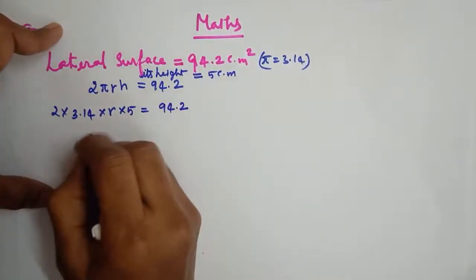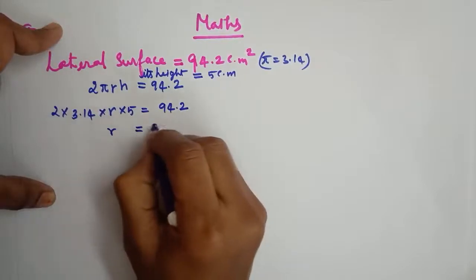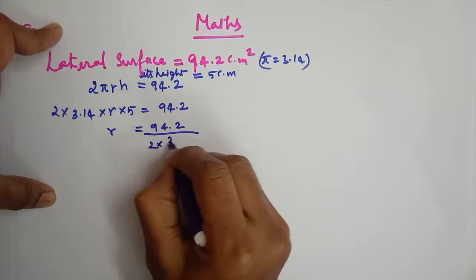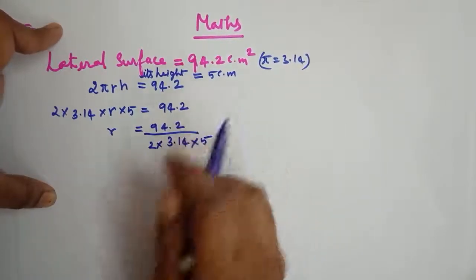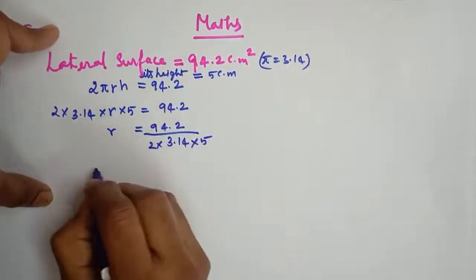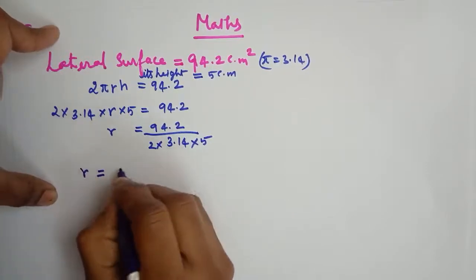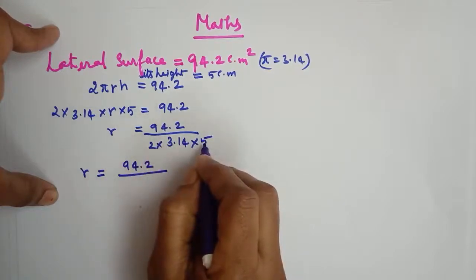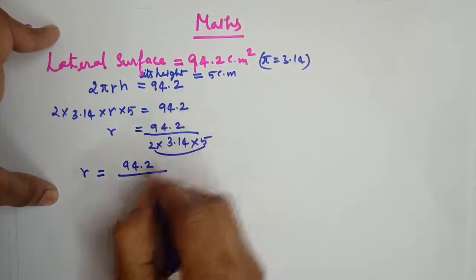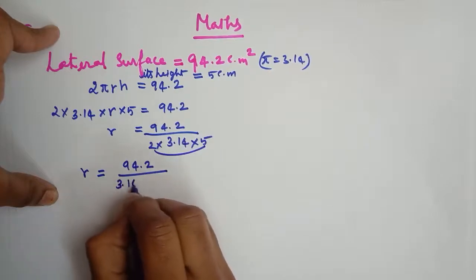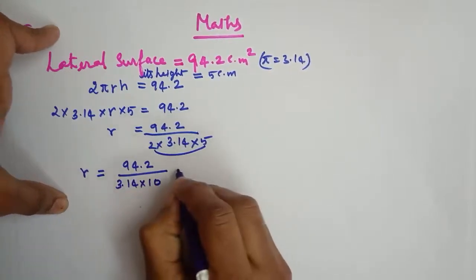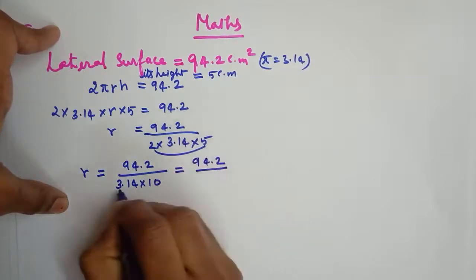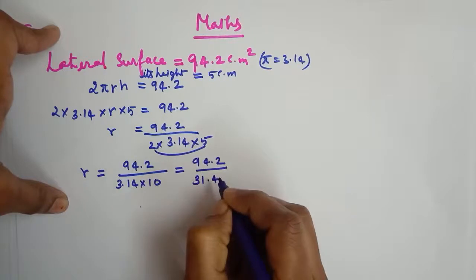Then r is equal to 94.2 divided by 2 into 3.14 into 5. So r is equal to, students listen, 94.2 divided by 2 into 5, which is 10. So 3.14 into 10 is 31.4. So r is equal to 94.2 divided by 31.4.